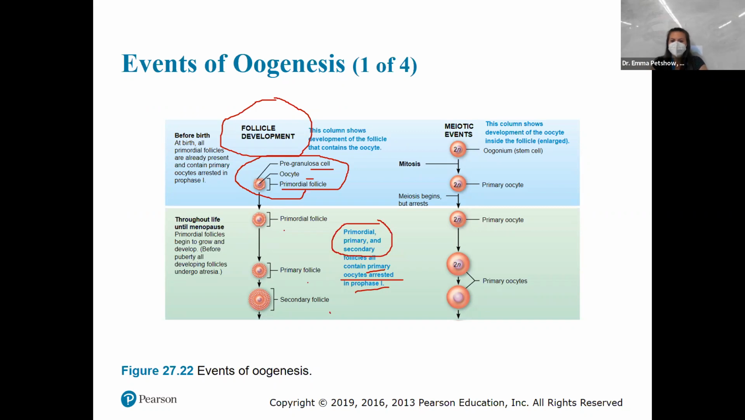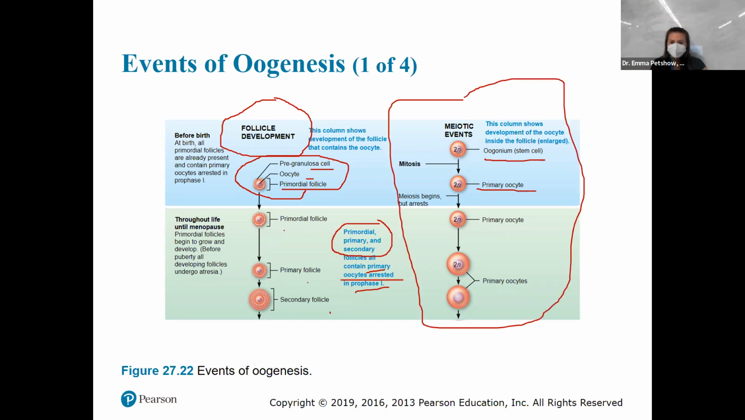So again, we can see our mitotic events. We have our oogonium, our stem cell, undergoes mitosis to become a primary oocyte. Meiosis starts but stops, so we keep having a primary oocyte. We'll talk about what can trigger that continuation in a minute.